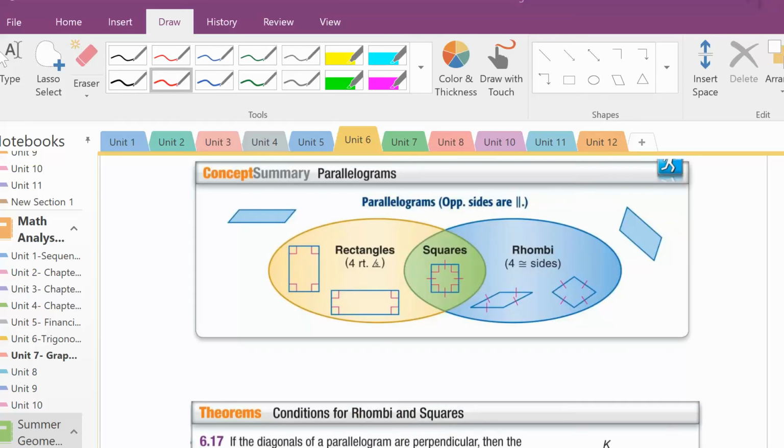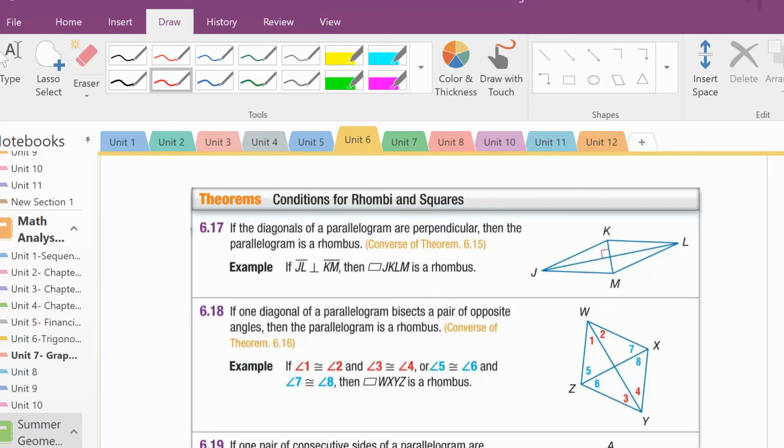So the next page gives you the chart of parallelograms. So parallelograms is basically the main category. Parallelograms have opposite sides that are parallel. And then there are types of parallelograms. There's a rectangle, which has 4 right angles. There's a rhombus, which has 4 congruent sides. And the combination of a rectangle and a rhombus is a square that has 4 congruent sides and 4 right angles.